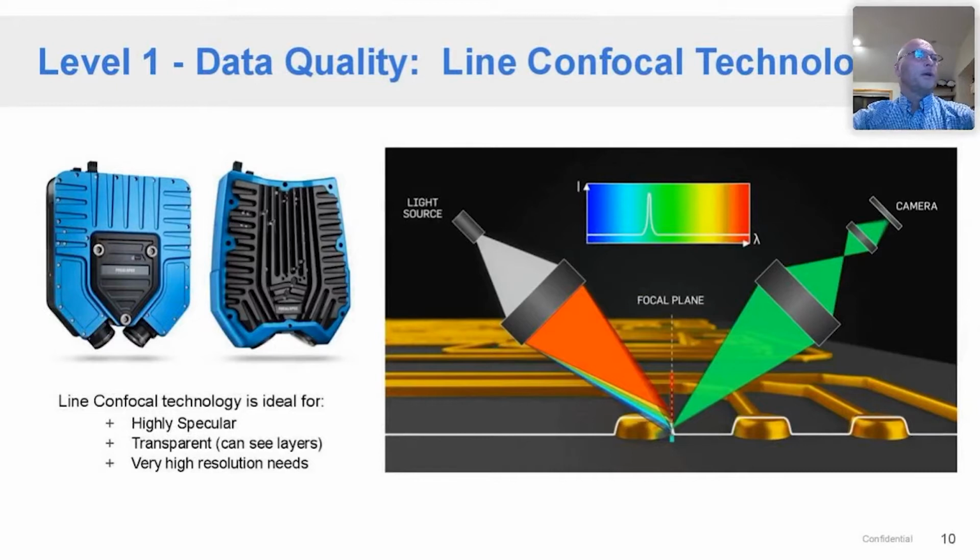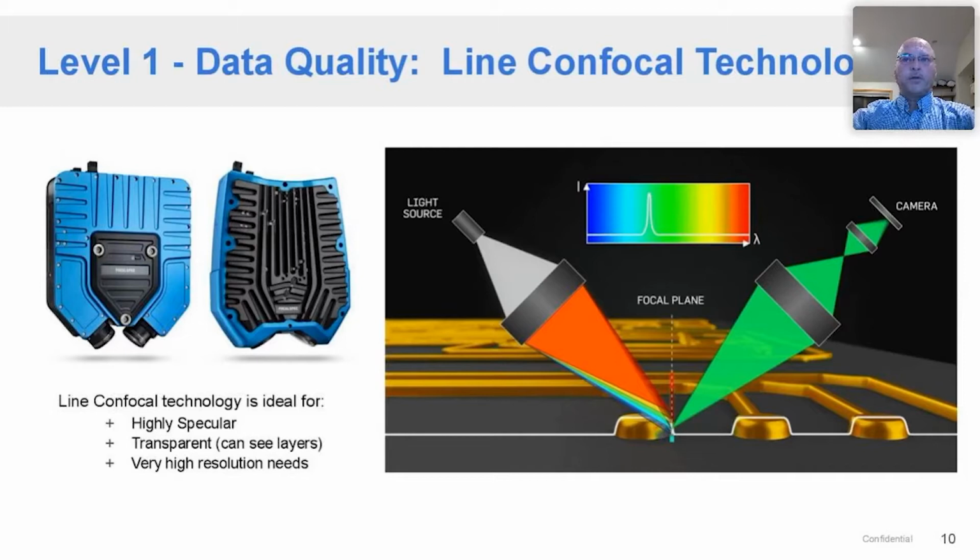I mentioned I would talk a little bit about confocal technology. Confocal is another line-based profiler, but rather than a single wavelength stripe, the stripe is broken up into different wavelengths that represent different depths along the focal plane. And these sensors are really quite special.